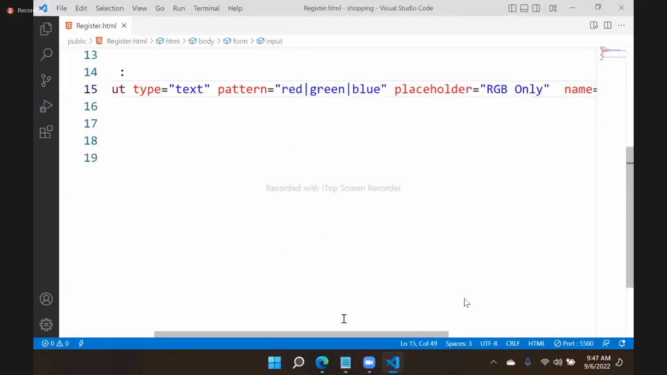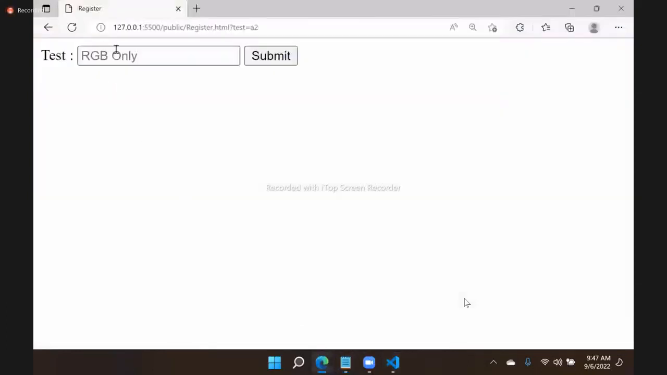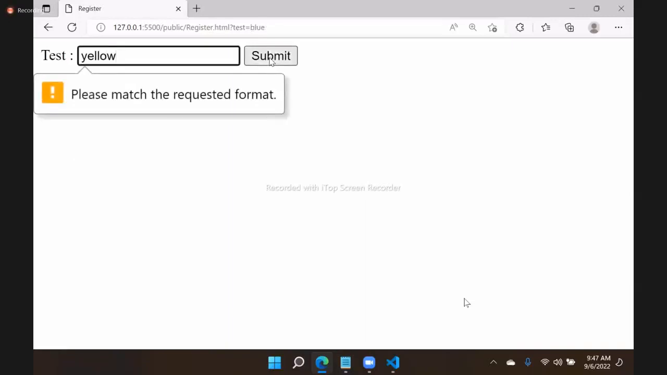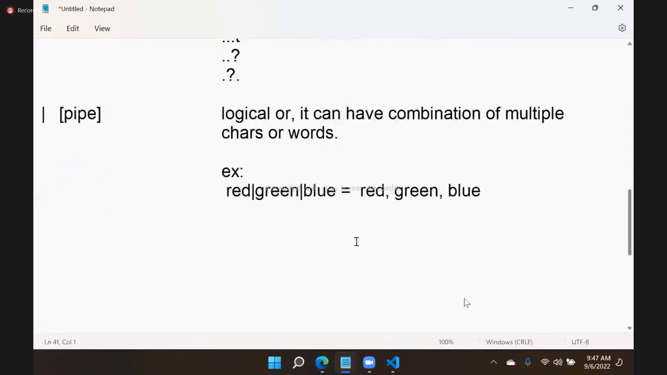And when I write the pipe here, you see, now I will run this. I am saying red, it is allowed. I am saying green, it is allowed. I am saying blue, it is allowed. I am saying yellow, it's not allowed. Only these three words are allowed. You can use pipe. It can be a word or a character also.